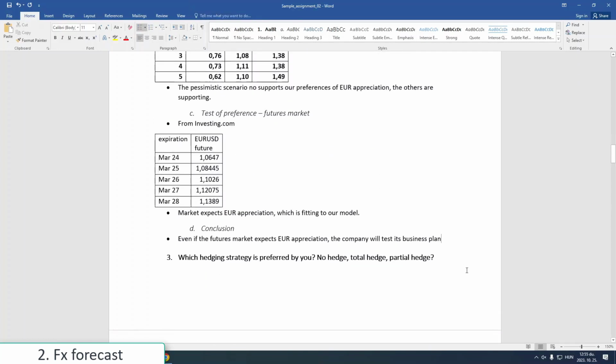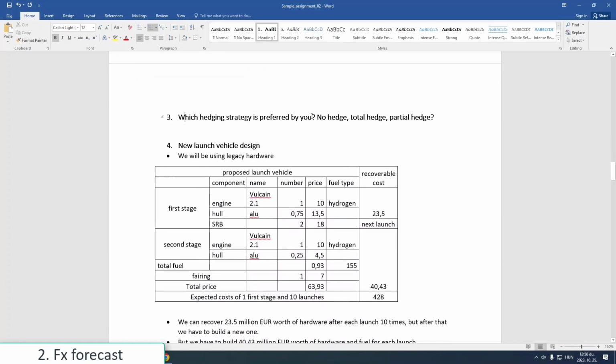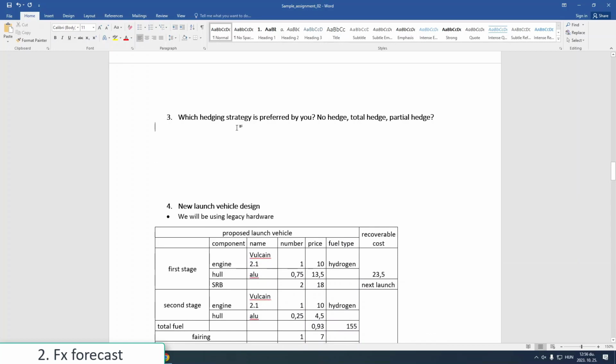So we test the business plan according to the pessimistic and the optimistic scenarios. Value, profit, and default. Okay. Then, which hedging strategy is preferred by you? Hedging, no hedge, total hedge, and so on. So, first of all, we have to check all of them.